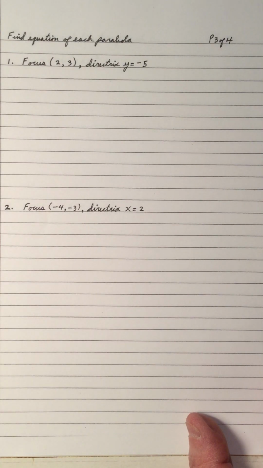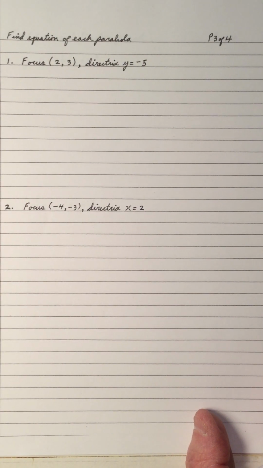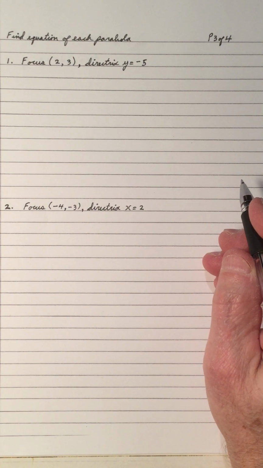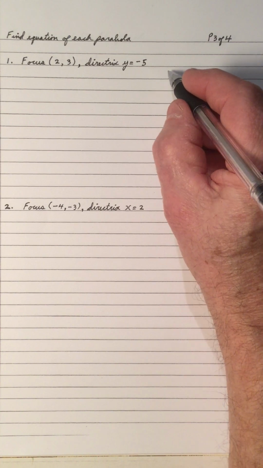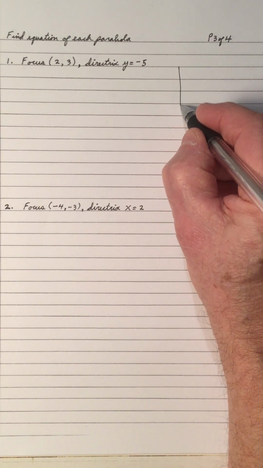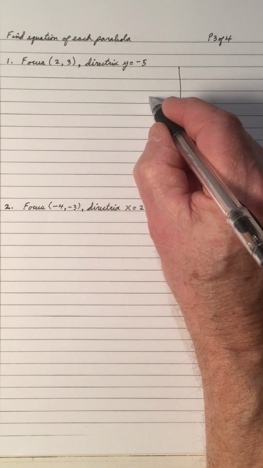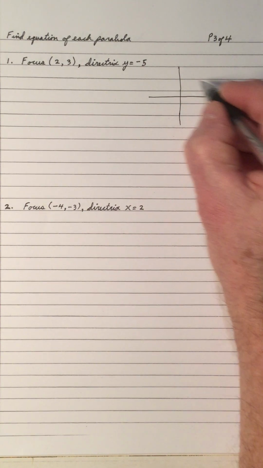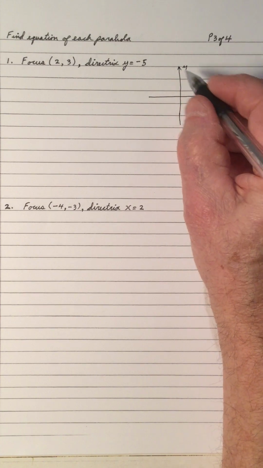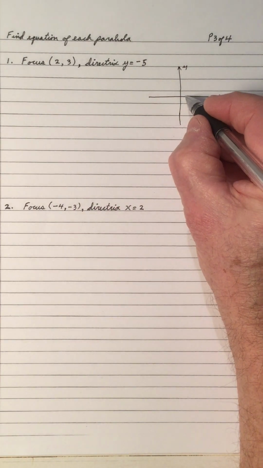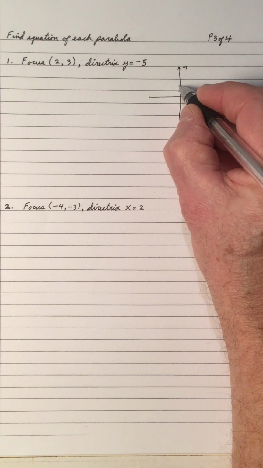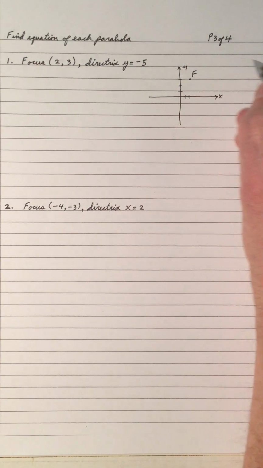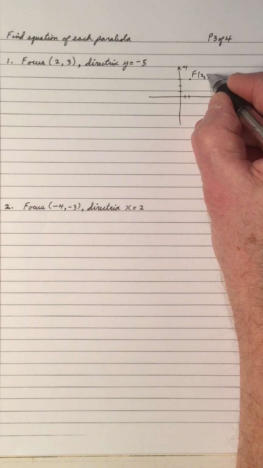And if everything is okay, let's do some extra problems. Find the equation of each parabola. When I find the equation of each parabola, I like to draw a picture. We know this is the x and the y axis. The focus is x, y, so the focus is 2, 3. So there's the focus, which is 2, comma 3.